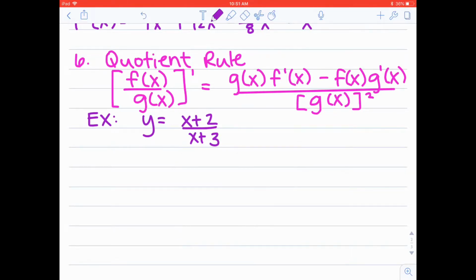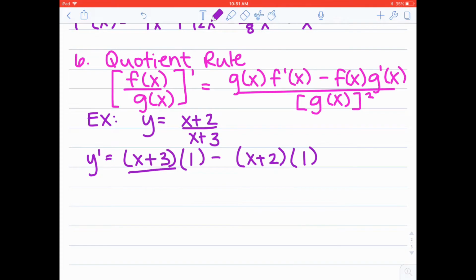So low d high minus high d low divided by the bottom squared. So we're going to say y prime equals low times the derivative of the top, and the derivative of x we just said was 1, plus derivative of 2 is 0, minus the top, so high, d low, so times the derivative of the bottom. The derivative of x is 1, the derivative of 3 is 0, divided by the bottom squared.